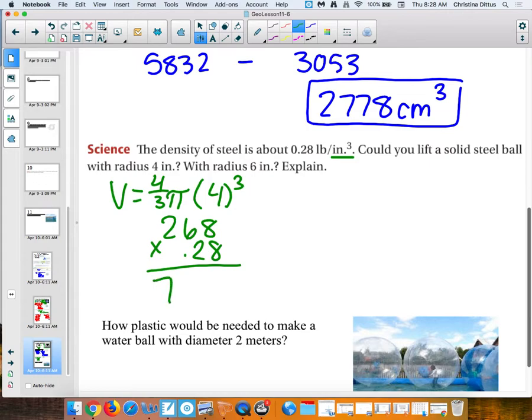Oh, yeah, that's an easy one. Yeah, that's curling. Yeah. We can lift that. For sure.